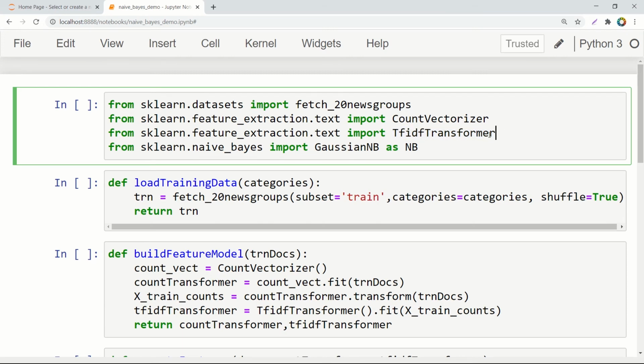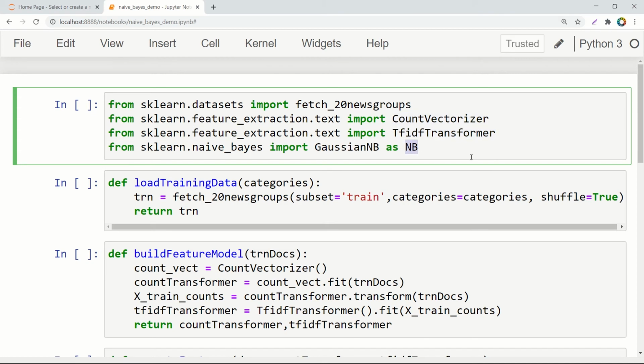For those who want to understand what we mean by feature extraction and feature engineering, I will strongly recommend you to take our course on feature engineering. Please see the link below and you will have a very good idea how to convert real data to the feature data that is required for machine learning algorithms. So these two are required for feature extraction. And then we will be using Gaussian naive Bayes.